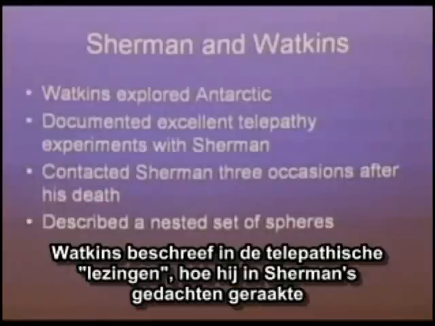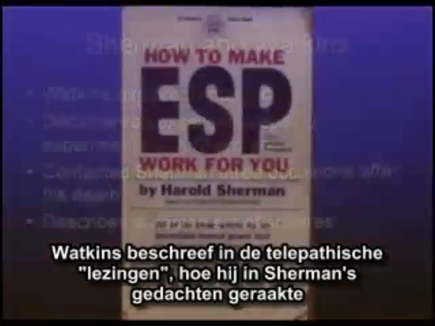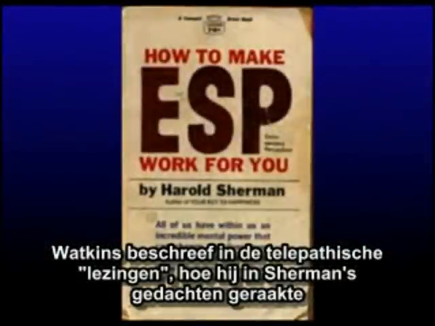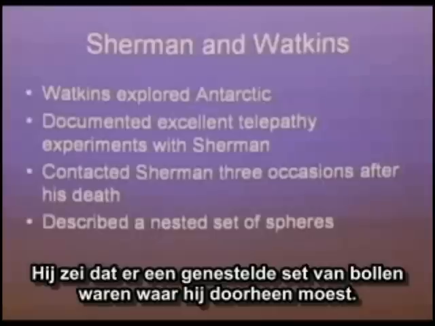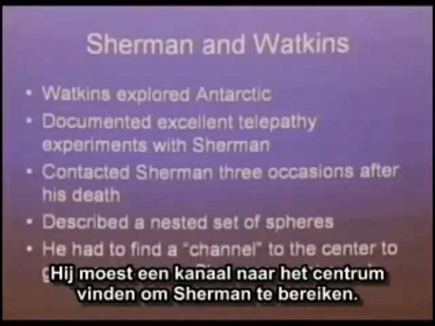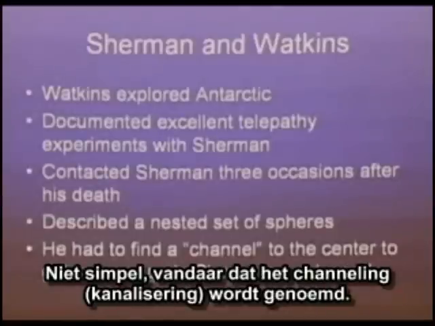So Watkins is describing in some of these readings, I guess you could call them, what it took for him to get into Sherman's mind. And he said there was a nested set of spheres that he had to go through. And he had to find a channel to the center to get the message to Sherman, which was not easy. That's why they call it channeling.